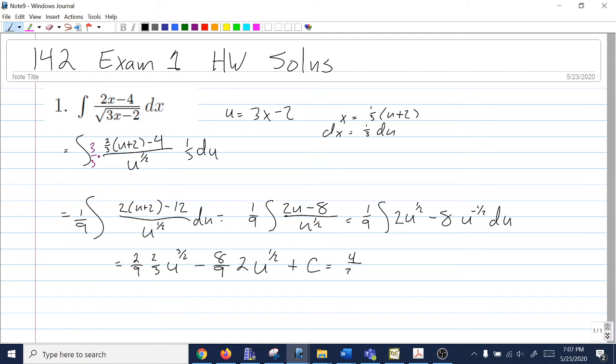Equals 4 over 27. What's u? u is 3x minus 2. So 3x minus 2 to the 3/2 minus 16 over 9, 3x minus 2 to the 1/2, plus c.